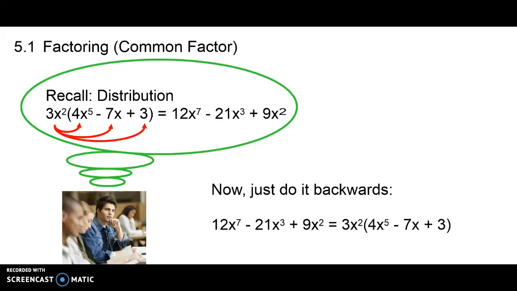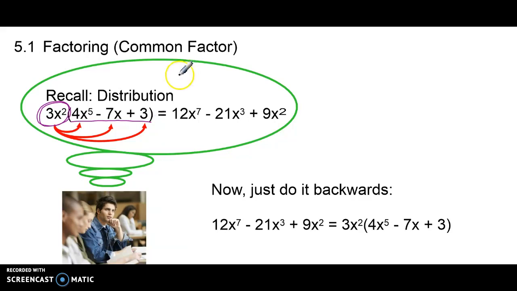The first type of factoring is called factoring out a common factor. The basic idea is pretty simple because it's the reverse of something you're already pretty good at, called distribution. An example is shown here. 3x squared is being distributed into 4x to the fifth minus 7x plus 3.